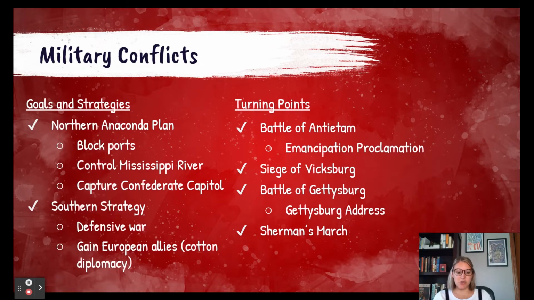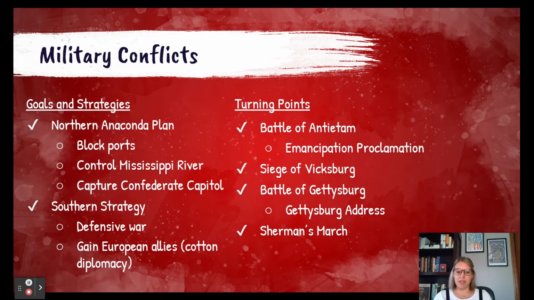In the North, especially in the early years of the war, their goal is going to be called the Anaconda Plan, which is a three-part strategy of blockading the southern ports so that they're unable to trade, controlling the Mississippi River, which will split the Confederacy in half, and capturing the Confederate capital at Richmond, Virginia. The Southern strategy is a defensive war, and their primary objective is to gain European allies because of what we call cotton diplomacy. They believed that since they had a good trading relationship with Europe, especially with the cotton trade, then Europe would ally with them.